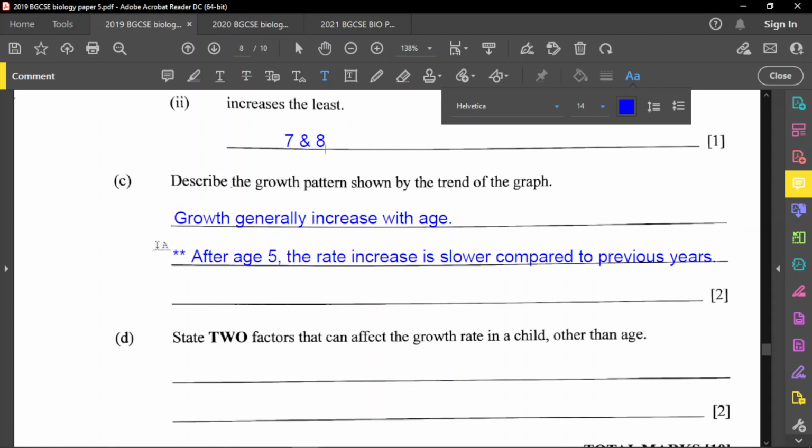All right. So we can say it a different way. Before age 5, the height increase is rapid compared to after age 5, right? So you can say it in different ways.